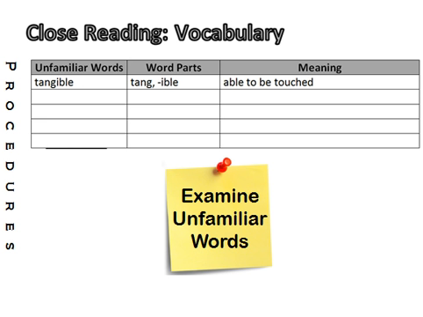Students should examine word parts. For example, if the word tangible is unfamiliar to the students, they should break down the parts tang and able. This will help them determine the meaning: able to be touched. They could also note how the root is also used in the math term tangent, or what it means to go off on a tangent.